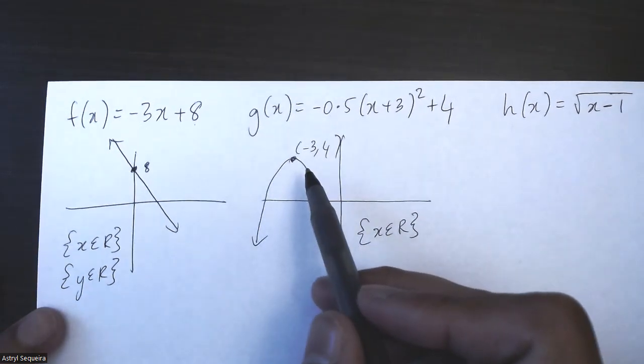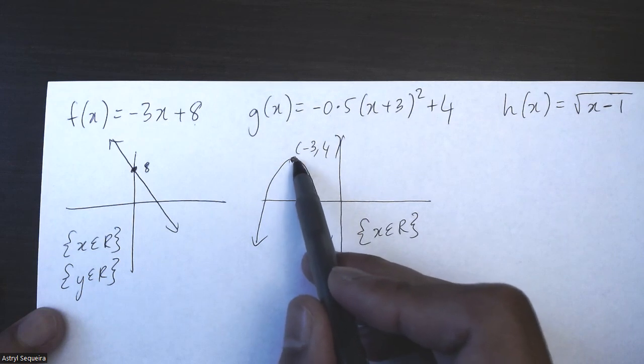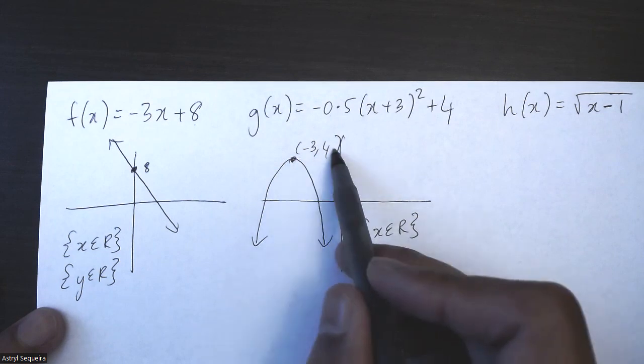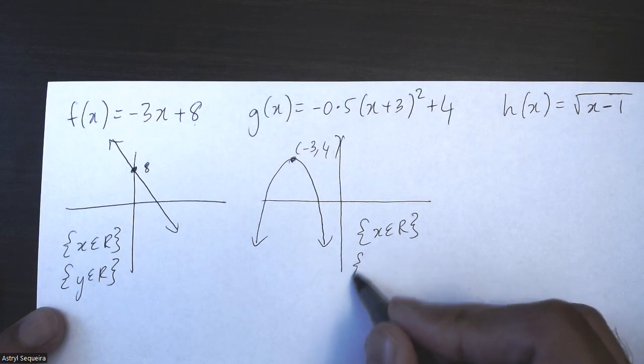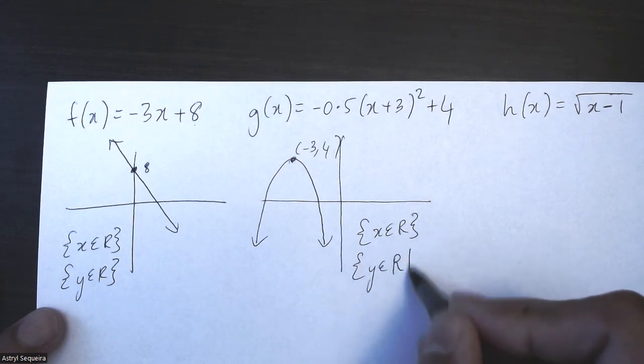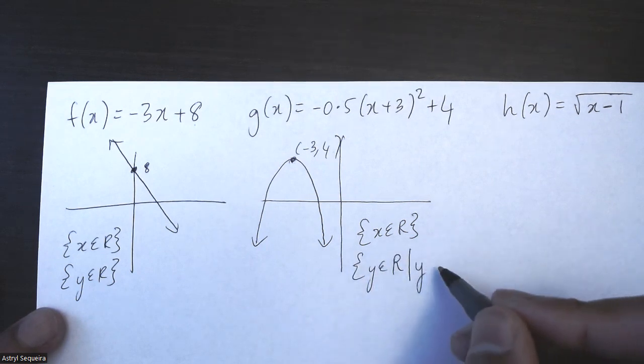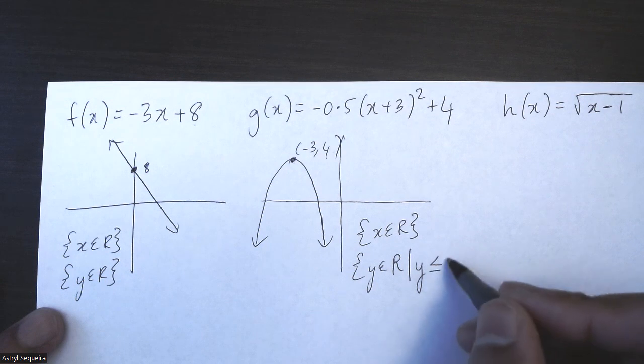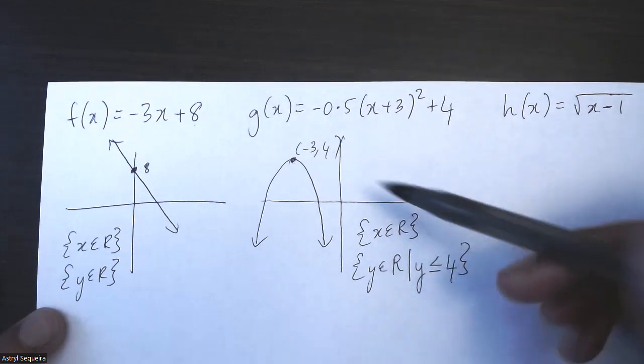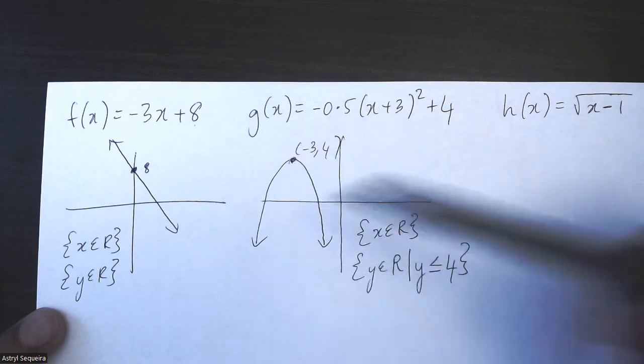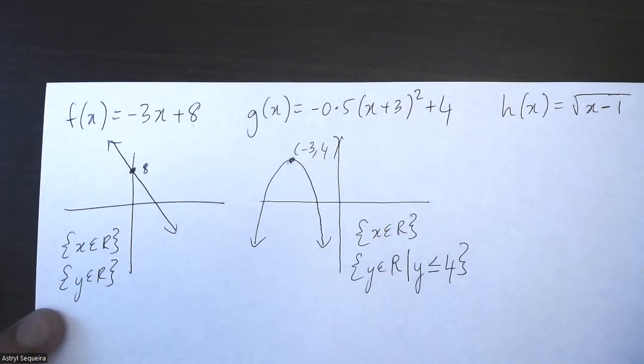And my range, my highest possible y value is +4. So my range is y is an element of all real numbers such that y is less than or equal to 4, because y basically takes any value below 4 or equal to 4 on this graph.